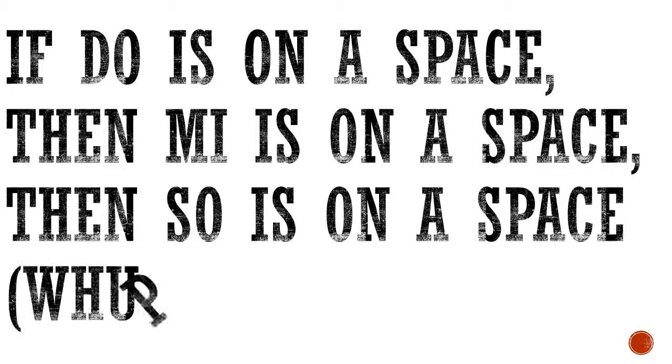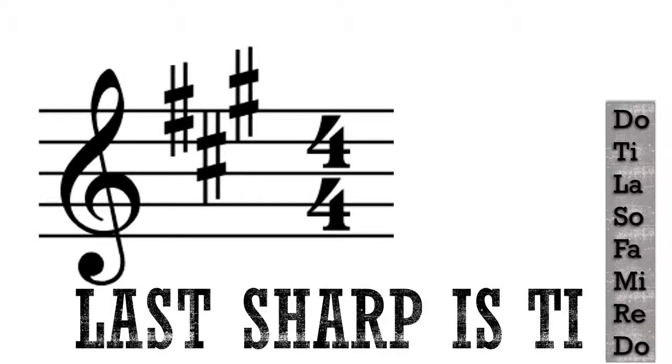So if do is on a space, then mi is on a space, then so is on a space. Whoop, whoop. Once you find do, and then you figure out if it's on a space or a line, then you've got those three pitches, do, mi, so. You know where those are, and you'll be able to figure out where the rest of the solfege is pretty easily. So let's do this one.